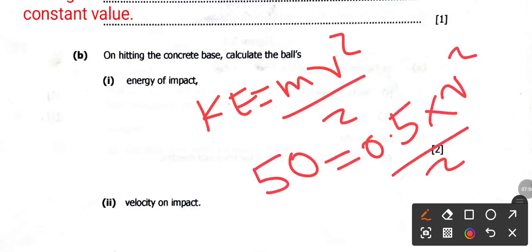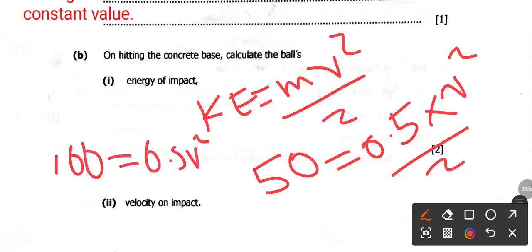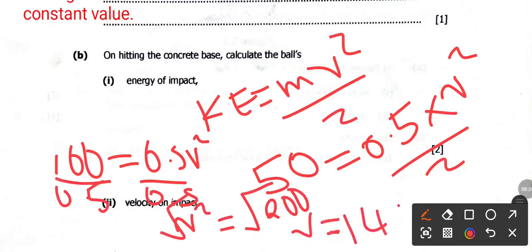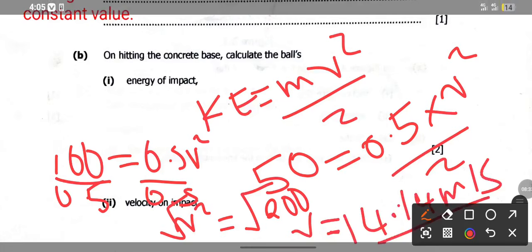So we'll have here, let me write it over here. So we'll have 100 equal to 0.5 v squared. If we divide throughout by 0.5, I'll have v squared is equal to 200. Okay, so v is equal to the square root of 200, which is approximately 14.14 meters per second. So meaning this was the velocity on impact.